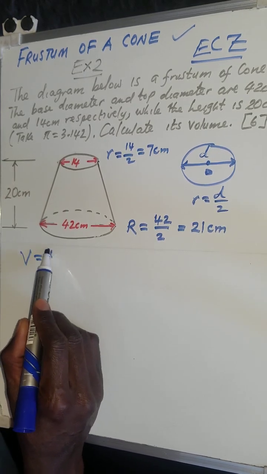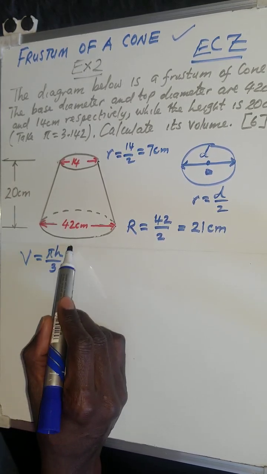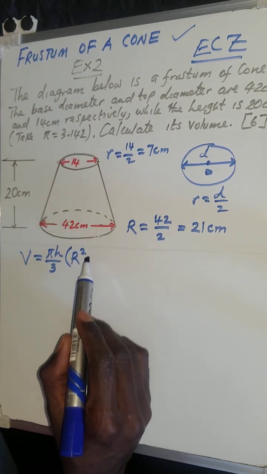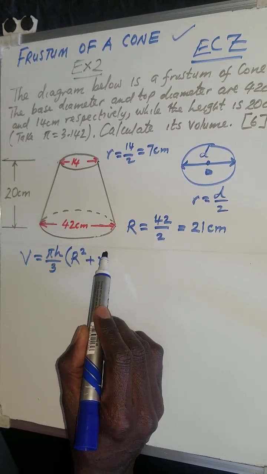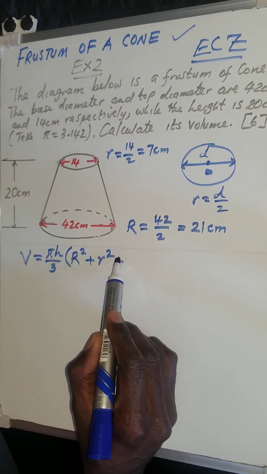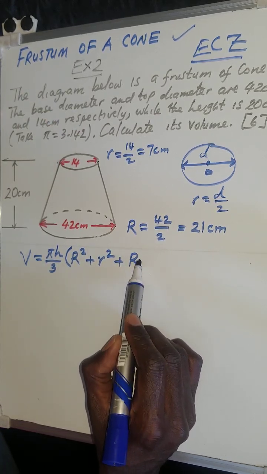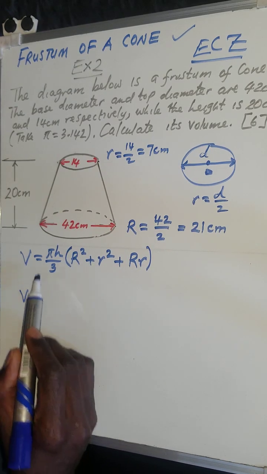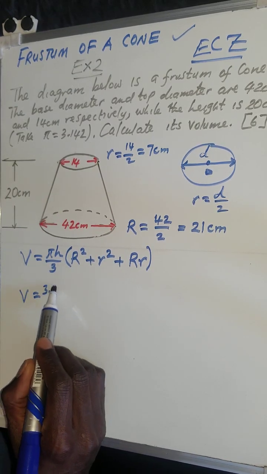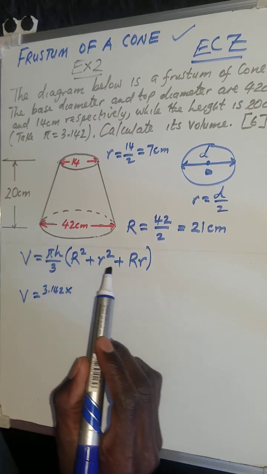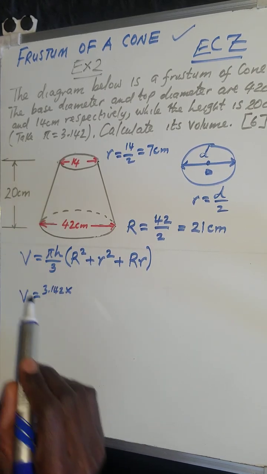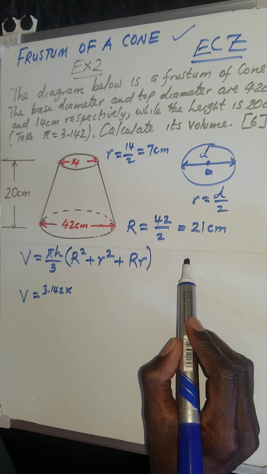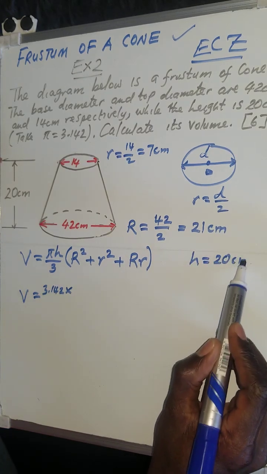Volume is equal to pi h over 3, the radius of the bigger circle at the bottom squared, plus the radius of the smaller circle on top squared, plus the radius of the bigger circle times the radius of the smaller circle. So we can apply volume is equal to pi, which is 3.142, times the height they have given us in this case. Remember, the height when you're applying this formula is the height of the frustum. So my h there is equal to 20 centimeters.